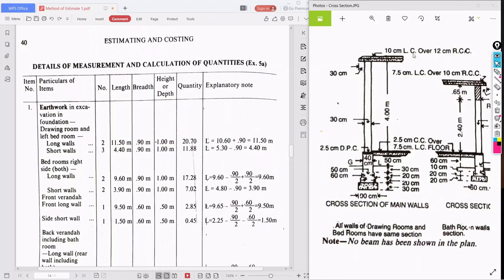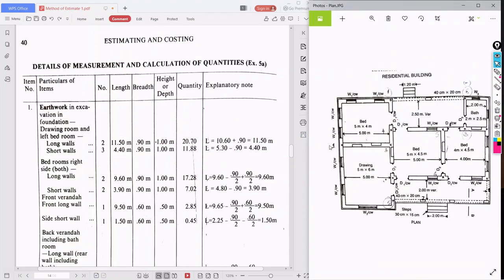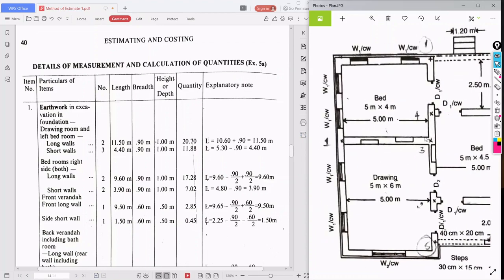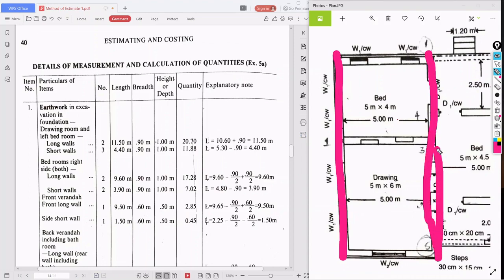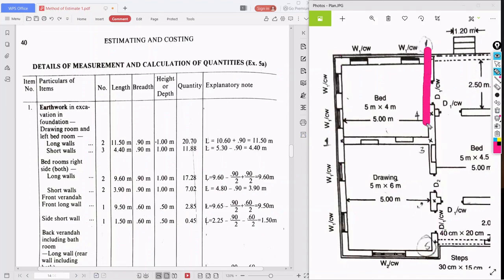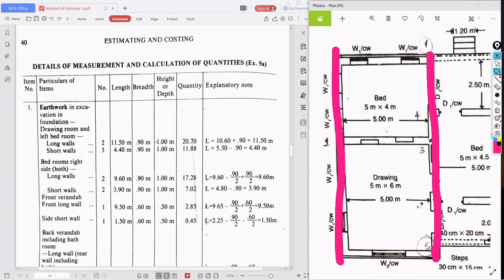Now we will see the short wall. See, in the long walls we have already excavated from here. So this part is already excavated, right? This part is excavated now, and we need to excavate this part now.